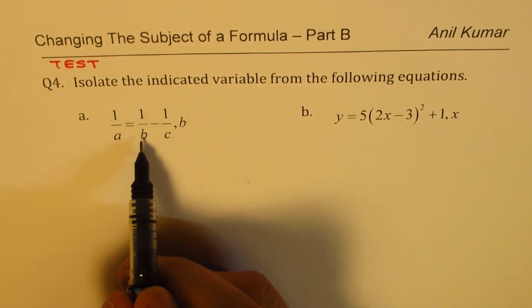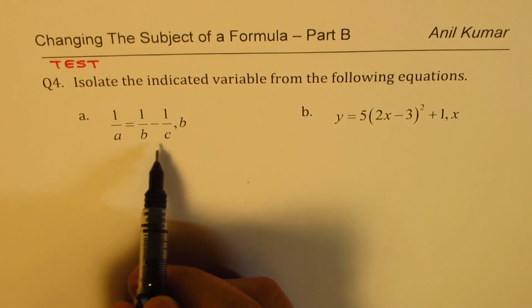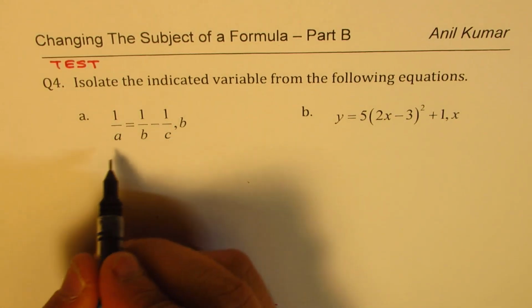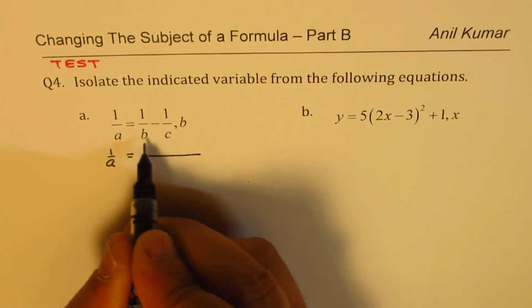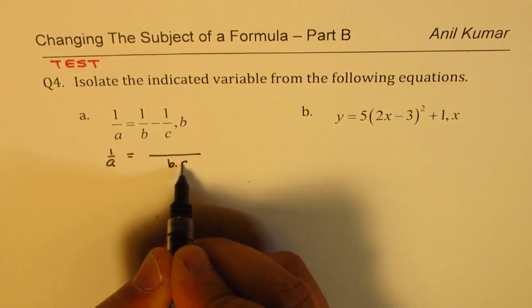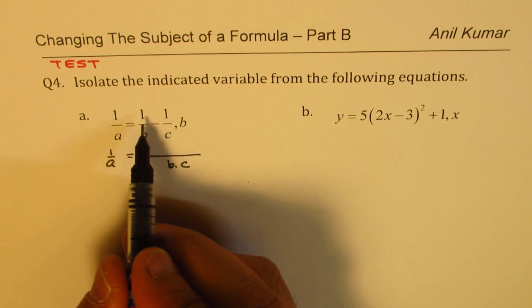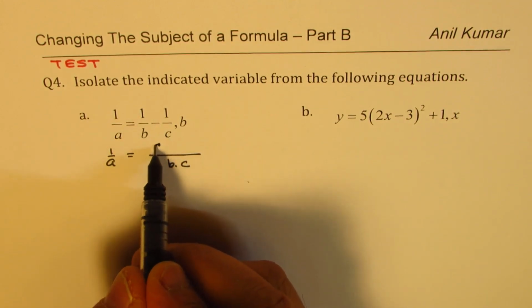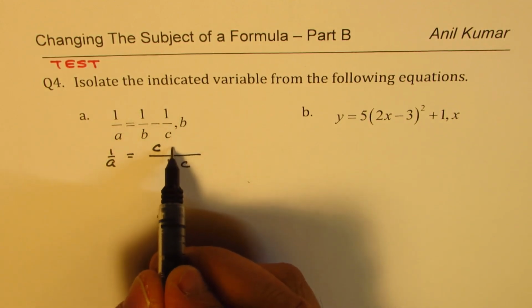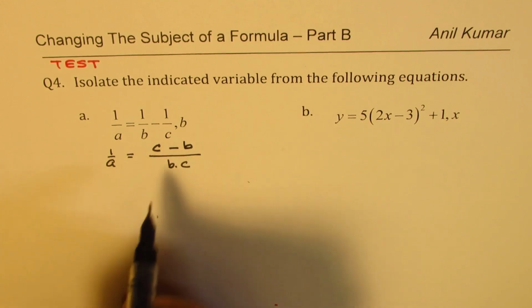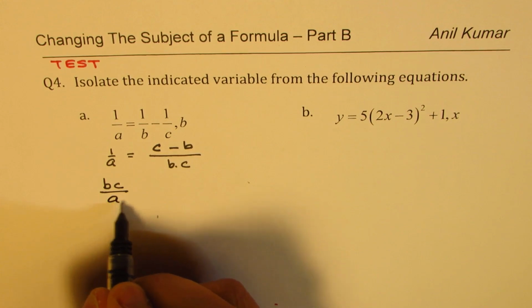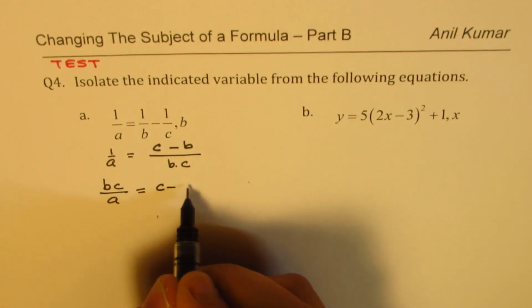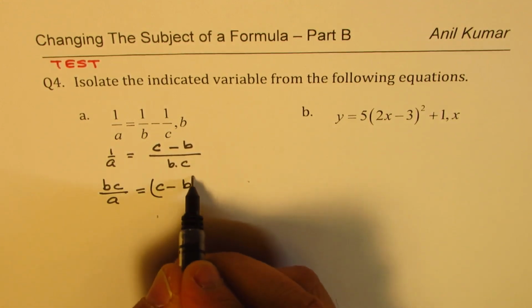We need to isolate b this time. So the strategy here is to work as we work with fractions, right? So we have 1 over a equals, the common denominator is b times c. To make this, we'll multiply this with c, so you get c here, and multiply this with b, so c minus b, correct? Now we will cross multiply, so we get bc over a equals (c minus b), times a, right?